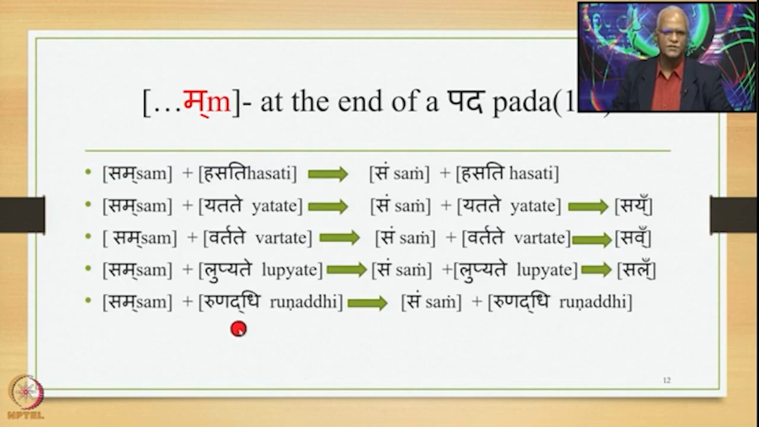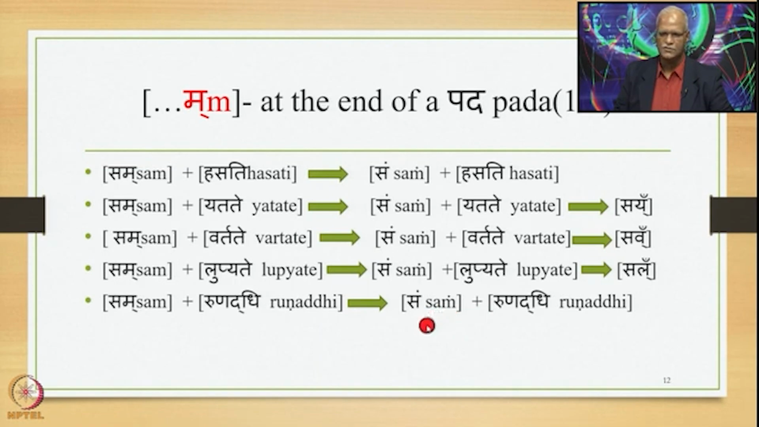Similarly, we have sam plus ranadhi. Ma at the end of a pada, ra at the beginning of this second pada. Ra is a hal, and so 8323 applies and substitutes this ma by an anuswara. So we have sam and ranadhi, and so this will be the output. Since ra does not have a nasal variety, there wouldn't be any further substitution process taking place over here.